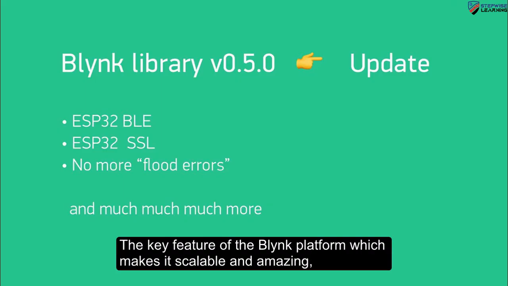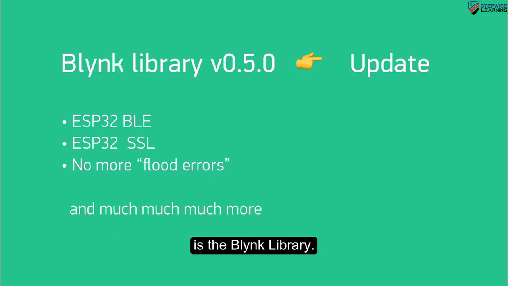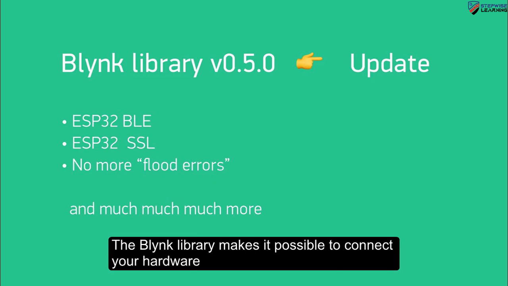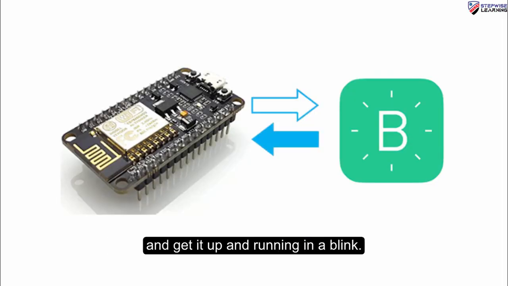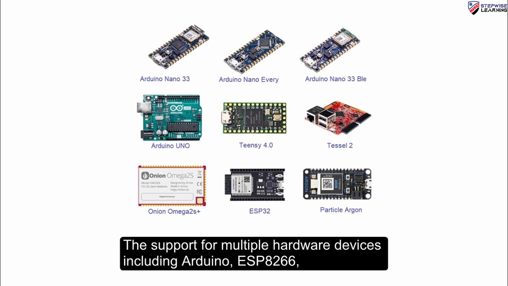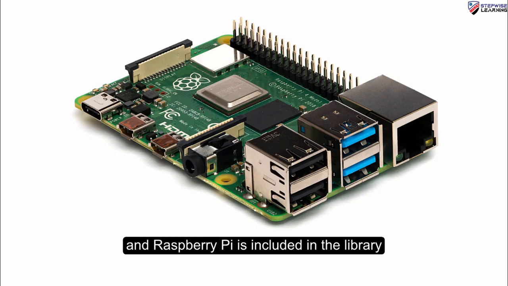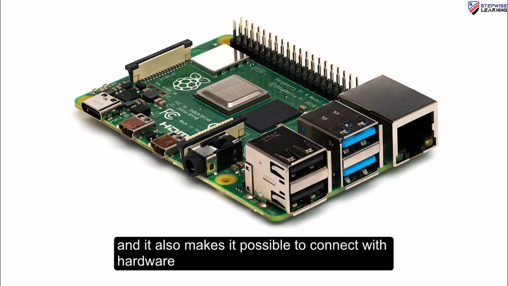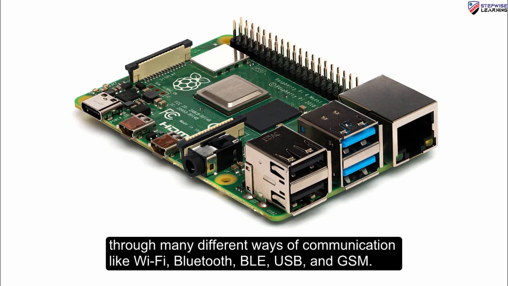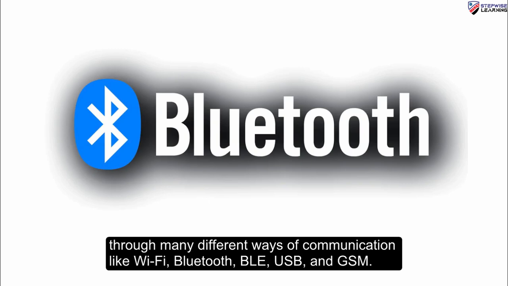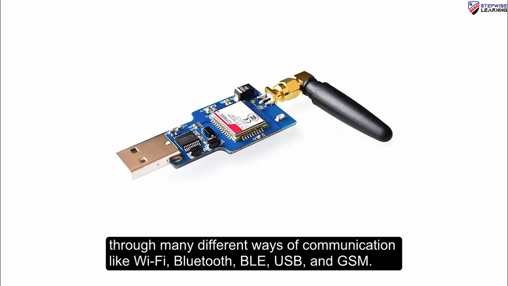The key feature of the Blynk platform, which makes it scalable and amazing, is the Blynk library. The Blynk library makes it possible to connect your hardware and get it up and running in a blink. The support for multiple hardware devices, including Arduino, ESP8266, and Raspberry Pi is included in the library, and it also makes it possible to connect with hardware through many different ways of communication like Wi-Fi, Bluetooth, BLE, USB, and GSM.